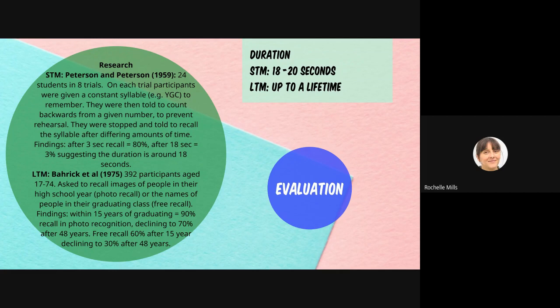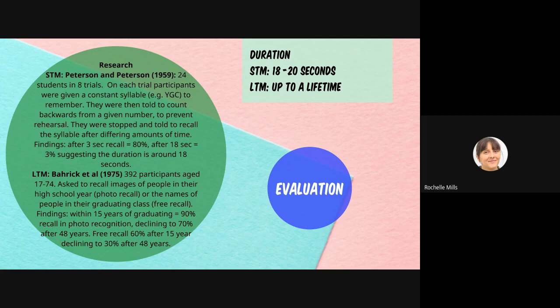So the study for short-term memory was conducted by Peterson and Peterson. They had 24 students and the students went through 8 trials, and on each trial they were given a syllable to remember, a constant syllable. So they were given a triad, so 3 letters to recall.